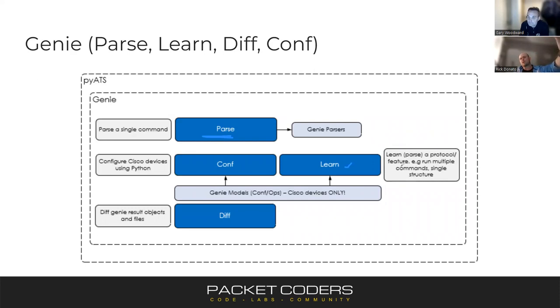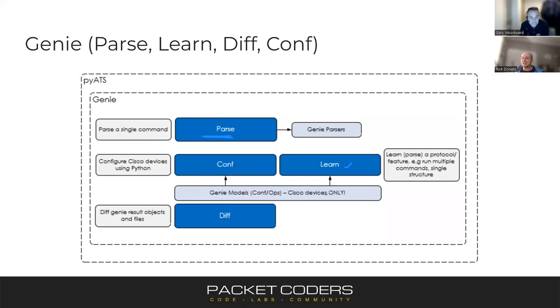It's going to get all of the output from those commands, send it through the Genie parsers, but then construct this kind of mega payload for that learned protocol or feature. So then you're going to have this massive payload of data that you can work with for what you've just learned. You've then got Conf, and what Conf does is it allows you to configure devices just using a common set of methods and objects within Python using Genie. So that's all good. We're not going to cover that today, but you've got Conf.